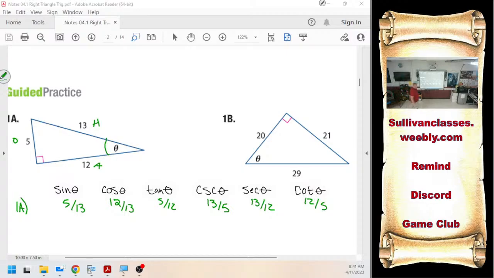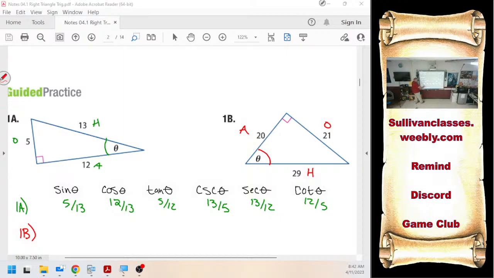Cool. Especially as we're starting these, it'd be a really good idea to get into the habit of labeling like this. Now, yes, it's on its hypotenuse, which is weird. Label things. From this angle, what is 21? Opposite. 29. Hypotenuse, which leaves adjacent.